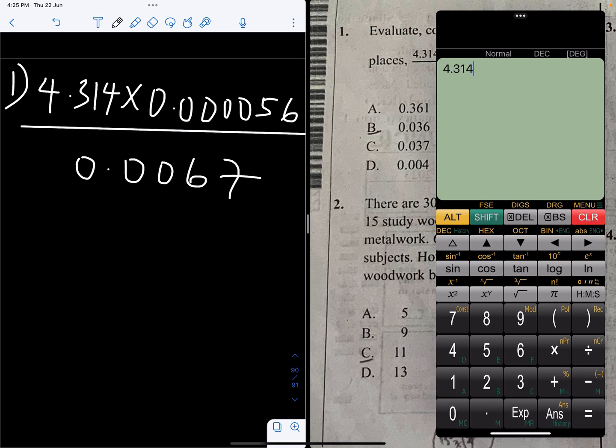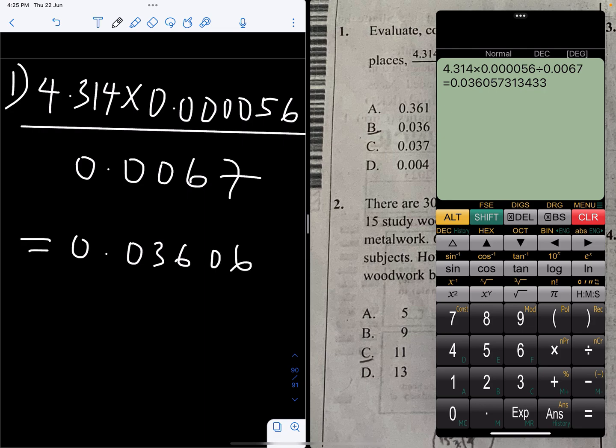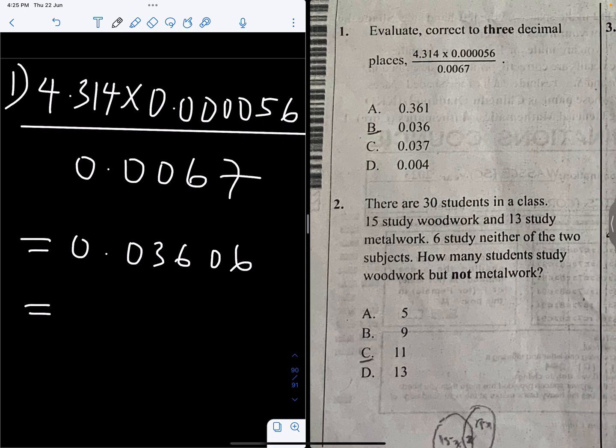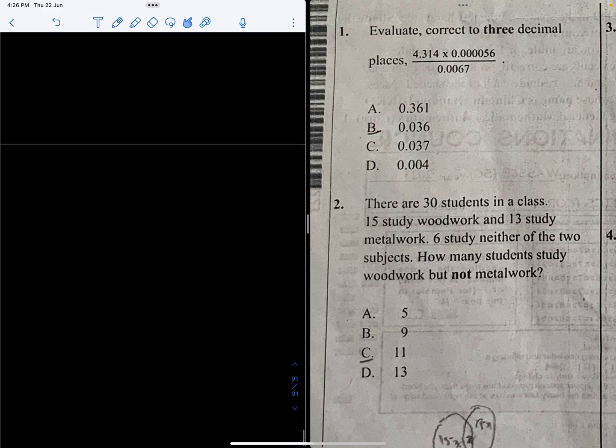4.314 times 0.000056 divided by 0.0067, and the answer is 0.03606. Then we write this answer correct to 3 decimal places, and that's 0.036, and the correct option is B. We go straight to the next, which is number 2.